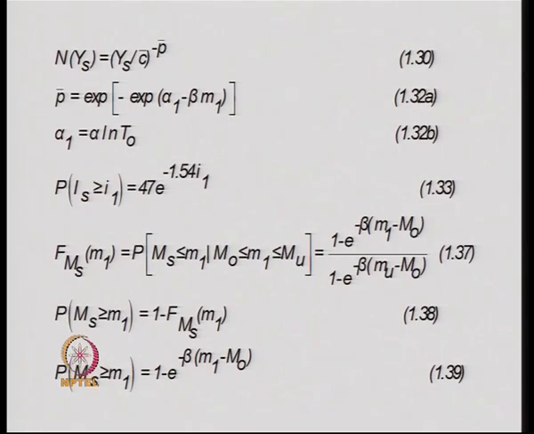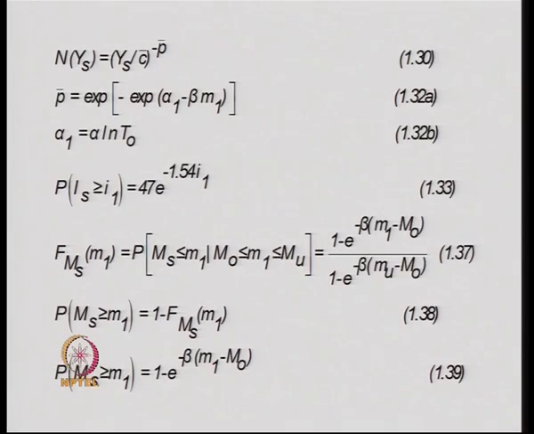So, then what is the annual rate of occurrence of an event specified by the exceedance of a certain level of peak ground acceleration? That number is given by this equation: ys divided by c bar, to the power minus p bar. Here c bar and p bar are constants, obtained from the regional data, and ys here is a level of the peak ground acceleration.